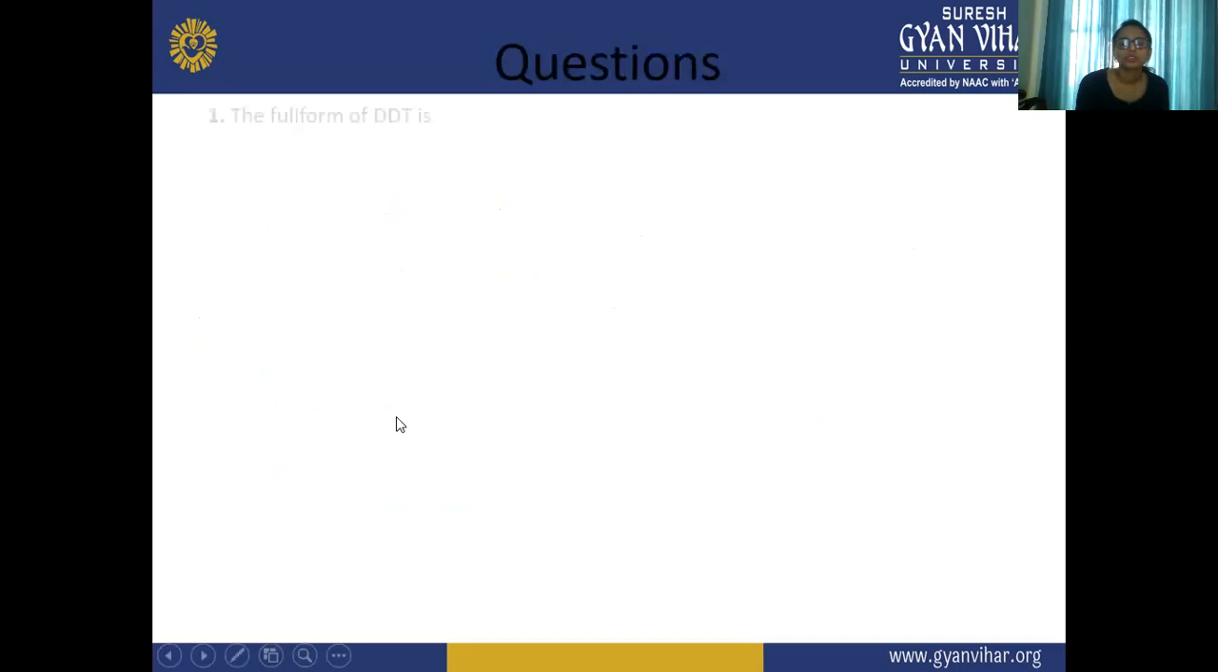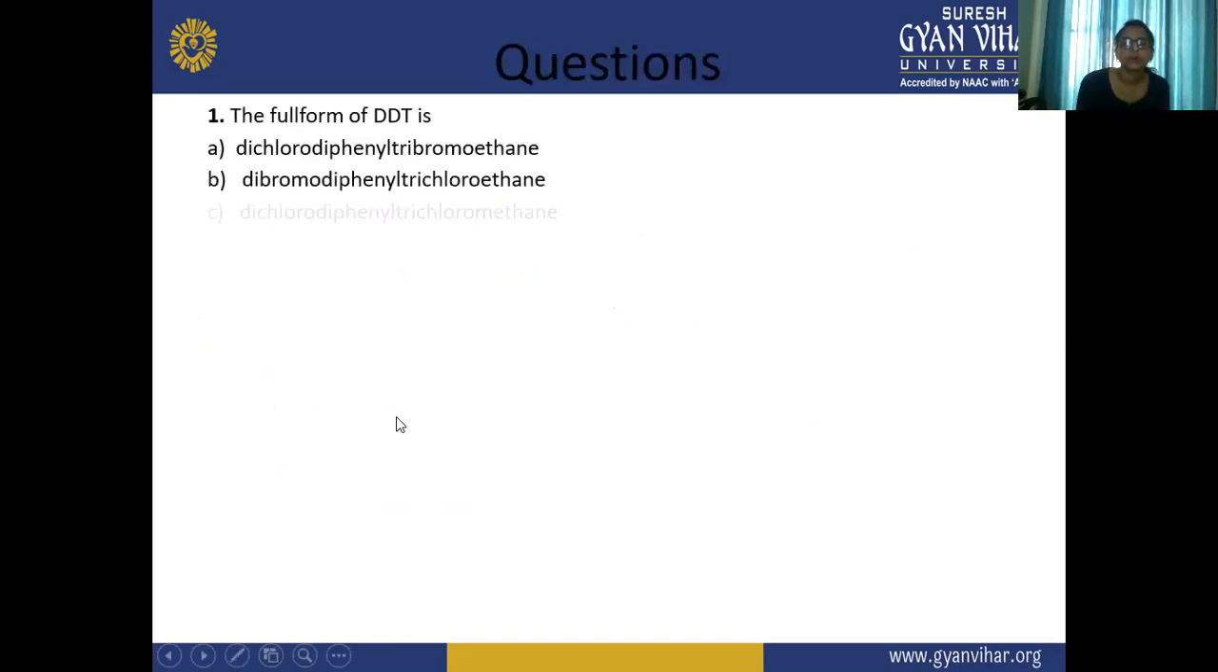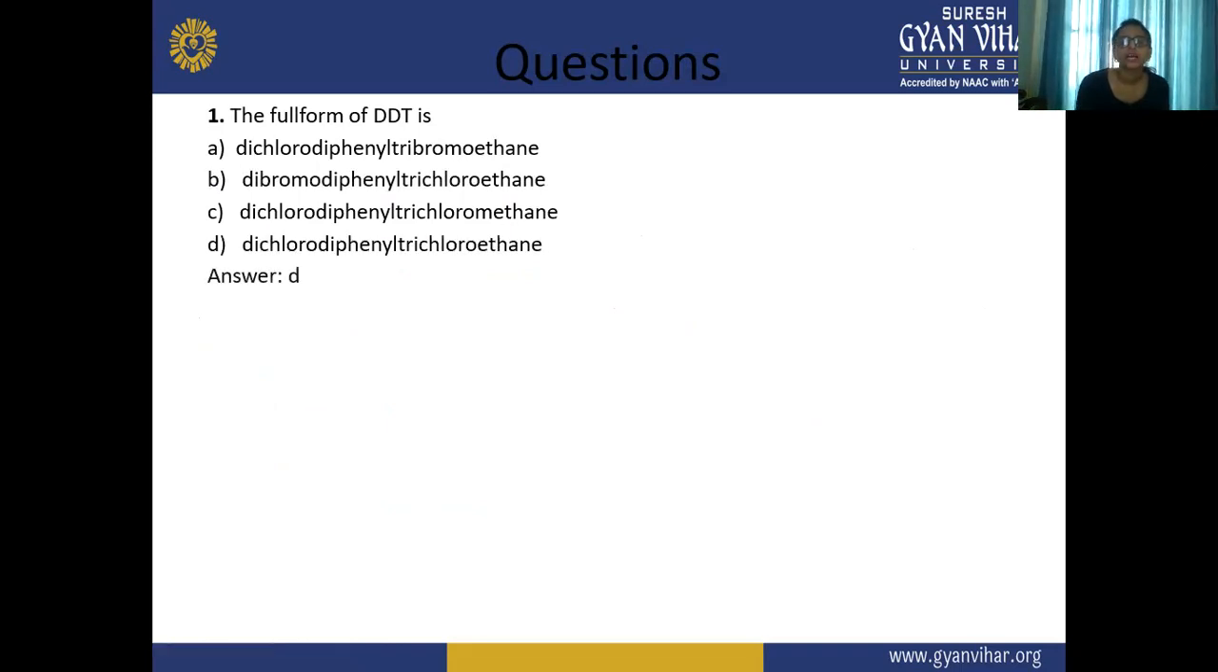So these are the questions. The first question is, what is the full form of DDT? Option A is dichlorodiphenyl tribromoethane, or dibromodiphenyl trichloroethane, or dichlorodiphenyl trichloromethane, or dichlorodiphenyl trichloroethane. So the answer is D. Second, the number of carbon atoms in DDT. How many carbon atoms are present in DDT? The answer should be 14.